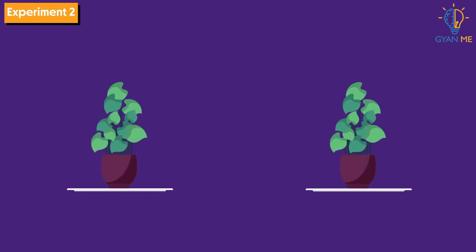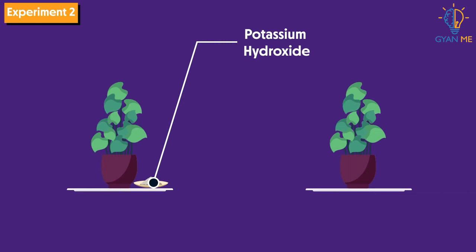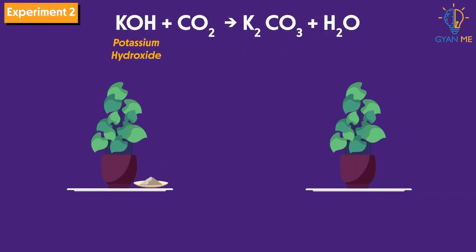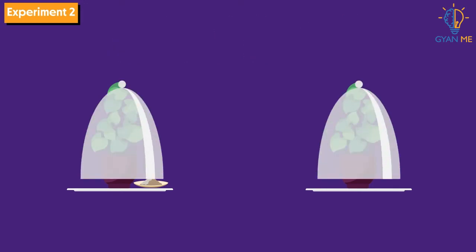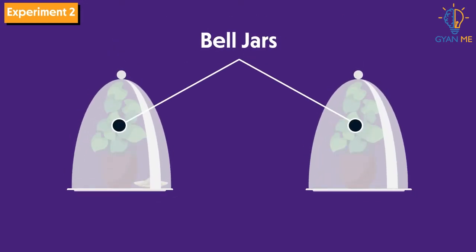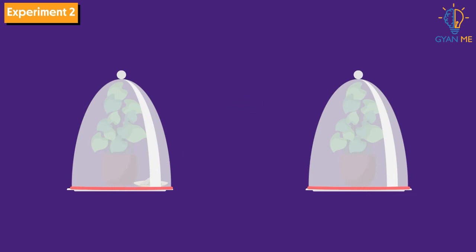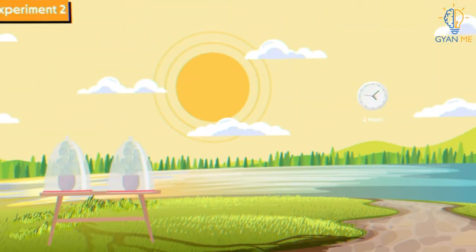We also place a watch glass containing potassium hydroxide by the side of one of the plants. The potassium hydroxide is used to absorb carbon dioxide and forms potassium carbonate and water. Now we cover both plants with separate bell jars. To make the setup airtight, we use Vaseline to seal the bottom of the jars to the glass plates. Now we keep the plants in sunlight for about 2 hours.